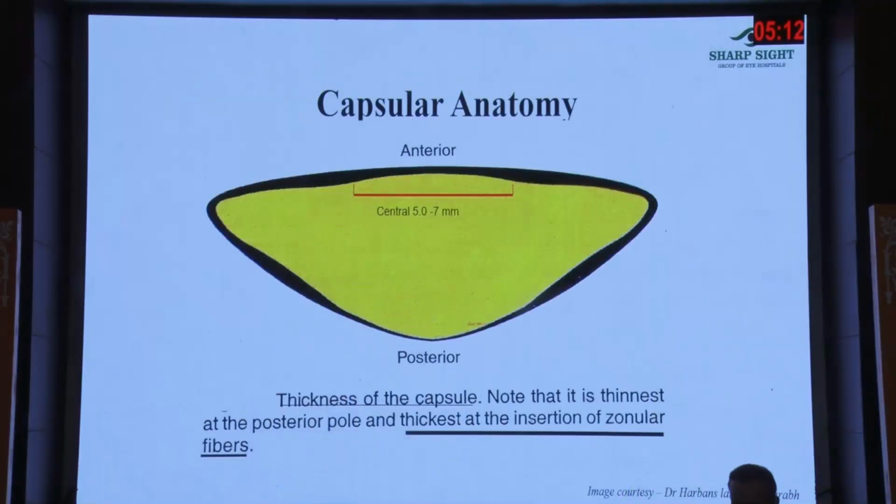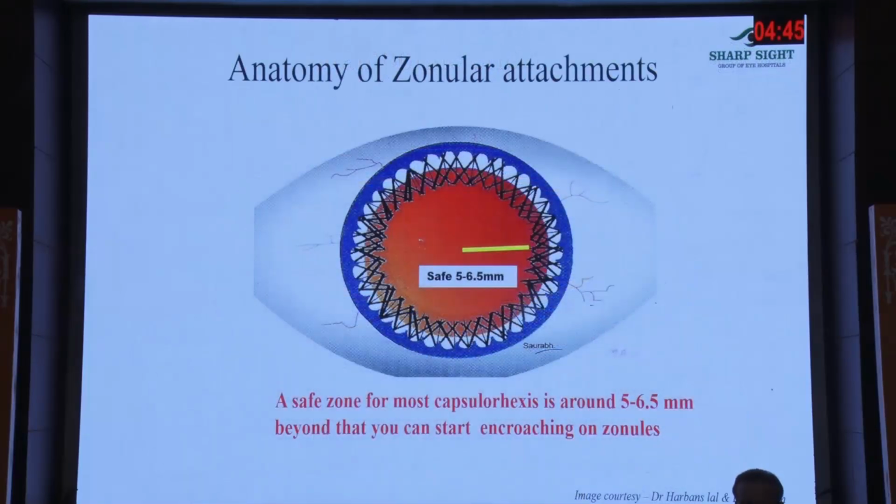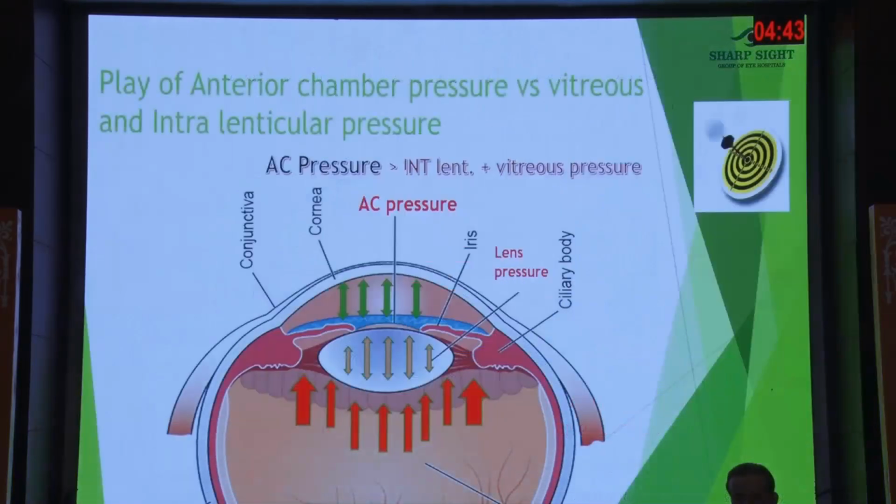So there are some basic principles. The capsule is thickest in the mid part, which is between 5 to 7.2 millimeters. That's where zonules are inserted. So try and keep your rexes within this zone, because this is the area where you have a lot of control. The moment that capsule rexes runs out of this, it touches a zonule. And zonule is like a rope. It starts pulling the rexes outwards. So there is a play of centrifugal and centripetal forces. It's just like a trampoline which is stretched. So the safe zone as a rexes is 5 to 6.5 millimeters.